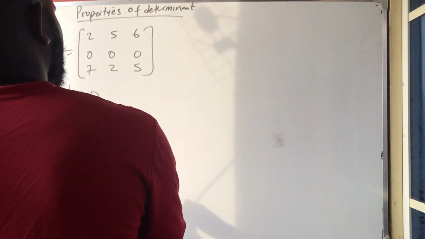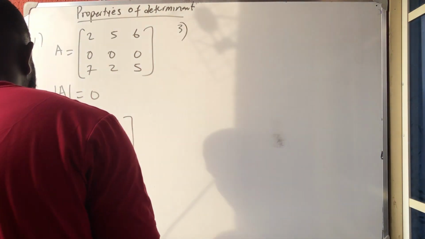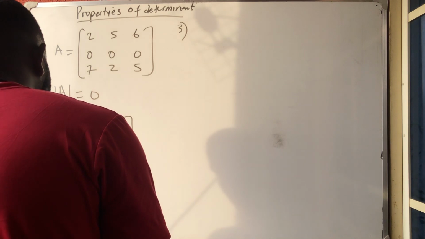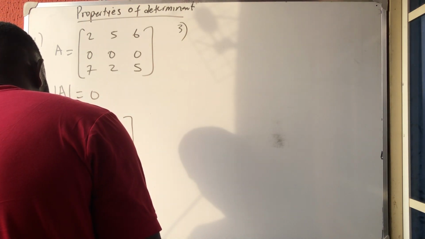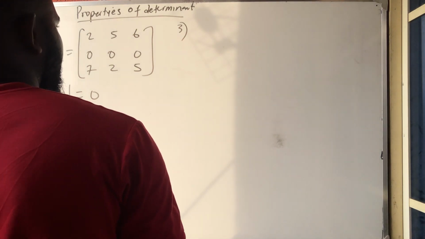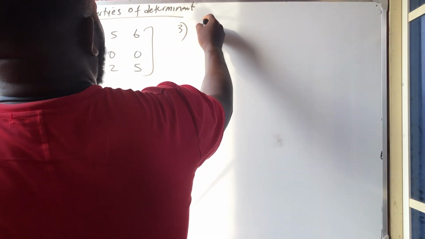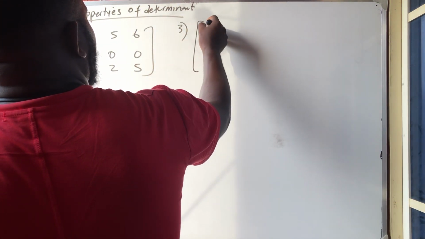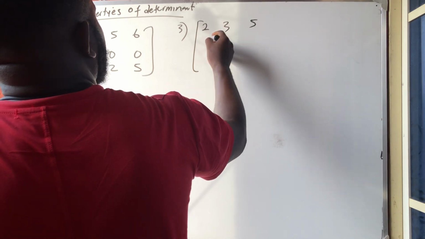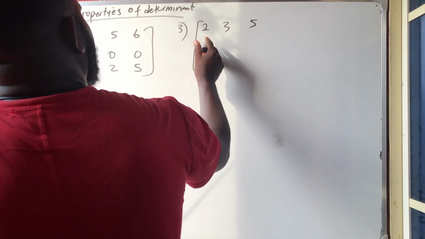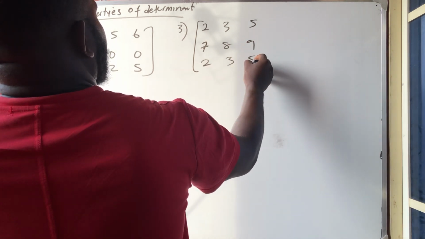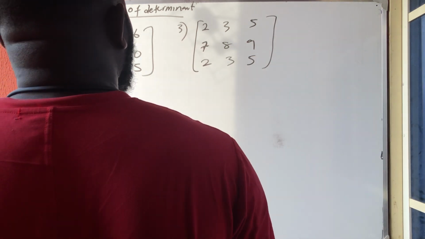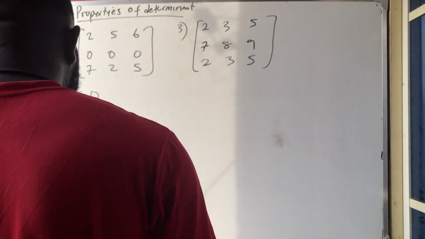So the next property, number 3, says that if two rows of A are equal, then the determinant must be 0. Okay, so that's another one. When we have that two rows are equal, for example 2, 3, 5, maybe 7, 8, 9, then 2, 3, 5. Once you have that two rows are equal, the determinant must be 0.